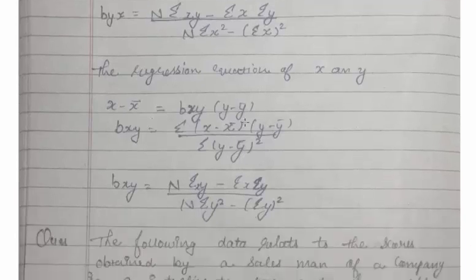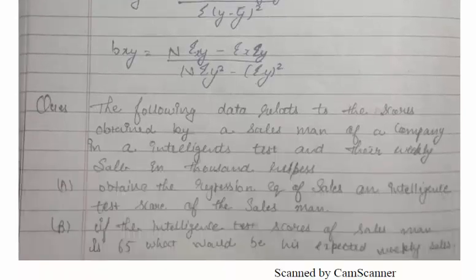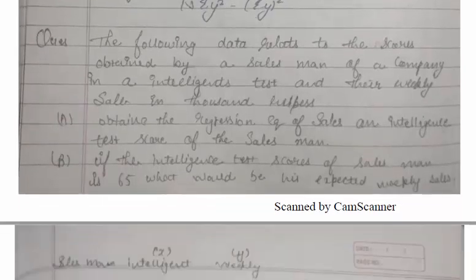Then, the regression equation of x on y is given by x minus x bar equals bxy times (y minus y bar). Here the value of bxy is given by summation (x minus x bar)(y minus y bar) over summation (y minus y bar) whole square, or bxy equals n into summation xy minus summation x summation y over n into summation y square minus (summation y) whole square. So now we discuss the numerical example.